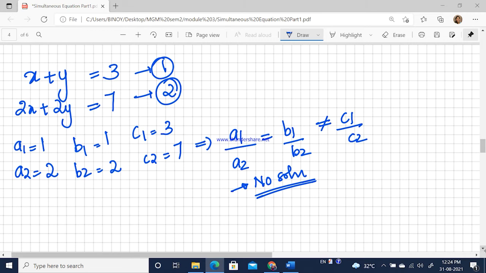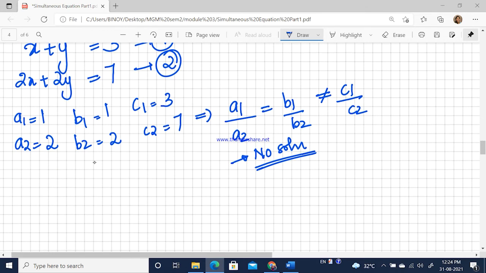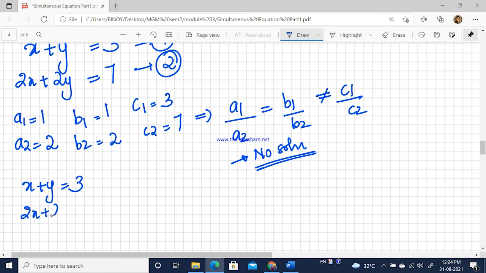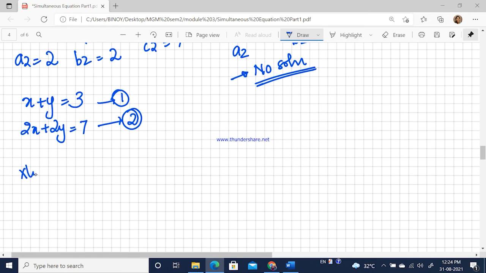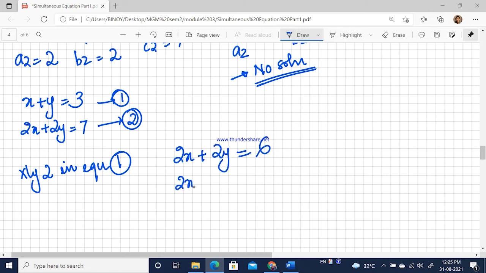Now let's see the same equation in elimination form. So the first equation is x plus y is equal to 3. Second is 2x plus 2y is equal to 7. This is your first equation and this is your second equation. Using the method of elimination, I am going to multiply equation 1 by 2, that is 2x plus 2y is equal to 6, and 2x plus 2y is equal to 7.